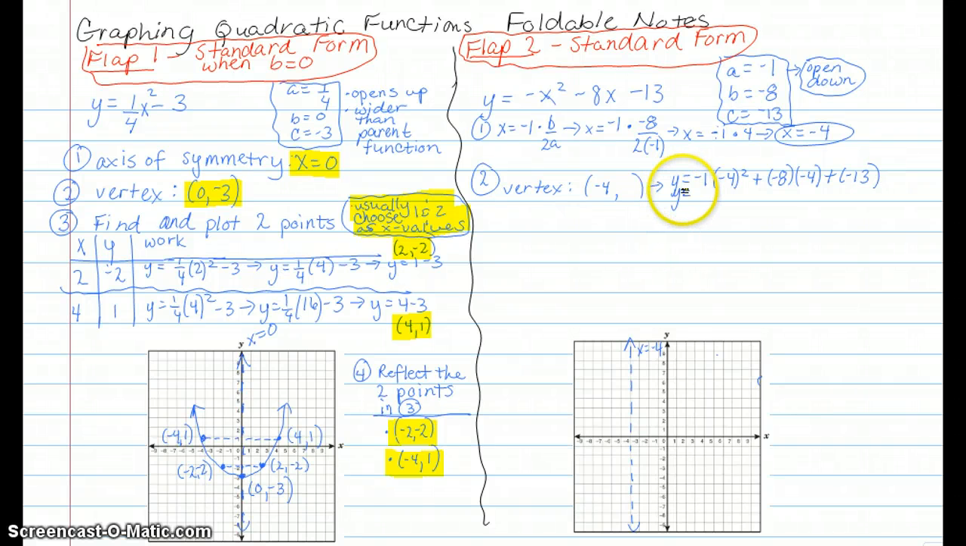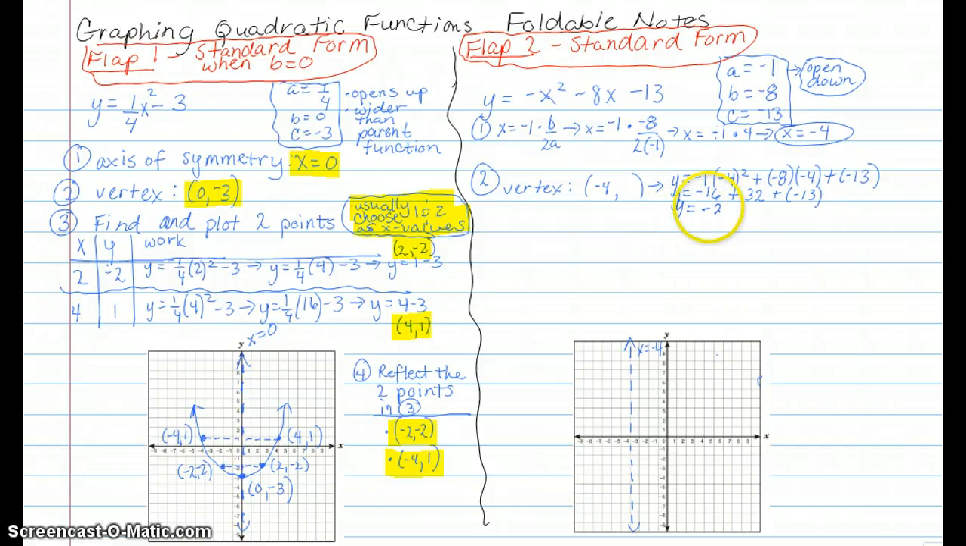So we have y equals negative 4 squared is negative 4 times negative 4, which is 16, times negative 1 is negative 16, plus, and then we have negative 8 times negative 4, which is positive 32, and then plus negative 13. You can add, because of the commutative property, in any order you want. So what I would do is go negative 16 and negative 13, which is going to be negative 29. You can actually show that step if you wanted to.